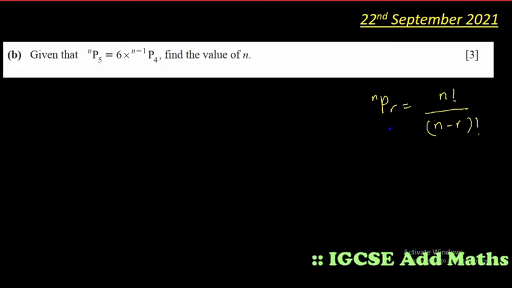So I'm going to write again the formula. Your nPr will be n factorial over n minus r factorial. If it is C here, again I repeat, you just add another r factorial. See? That's the difference between these two formulas. Easy to memorize.